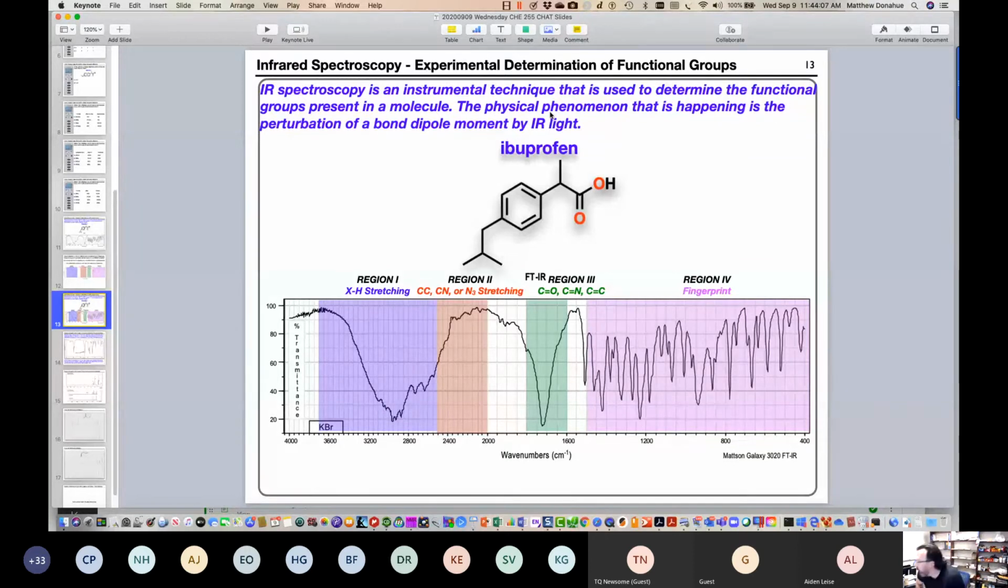So a couple questions in the chat. Resonance of the double bonds in the benzene ring. That's really a very specific question for IR. You can pull that detail out of an IR spectrum, but it really takes a trained eye to do that.